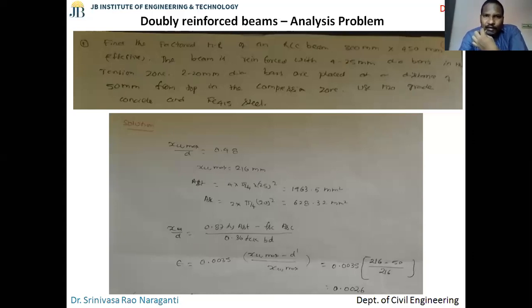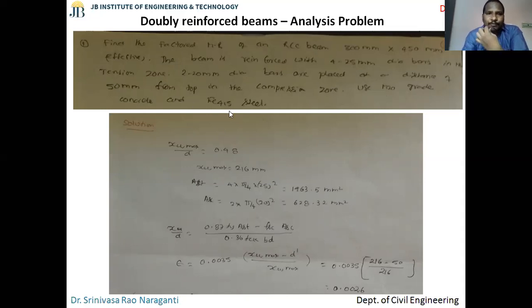Then you write down the given data. He said the size of the beam is 300, width is 300, effective depth is 450. Then AST value, total reinforcement in the tensile zone, is 4 of 25. Then ASC value is 2 of 20 bars, that means area is 2 into pi by 4 into 20 square. The small D dash value is nothing but the effective cover provided to the compression reinforcement. That's 50 mm. M20 grade concrete and Fe415 are given.